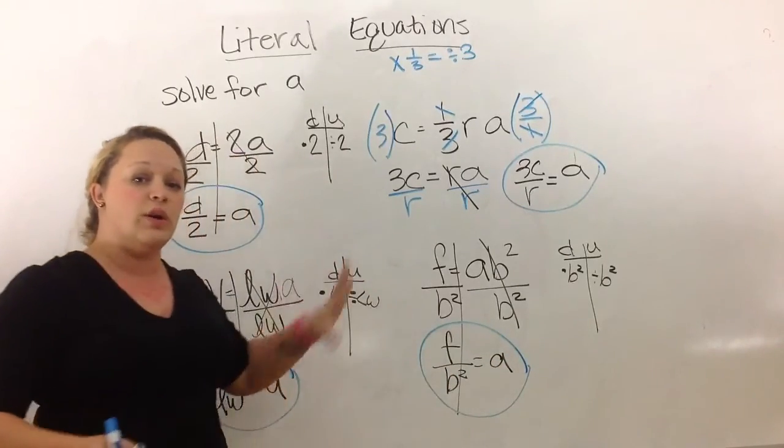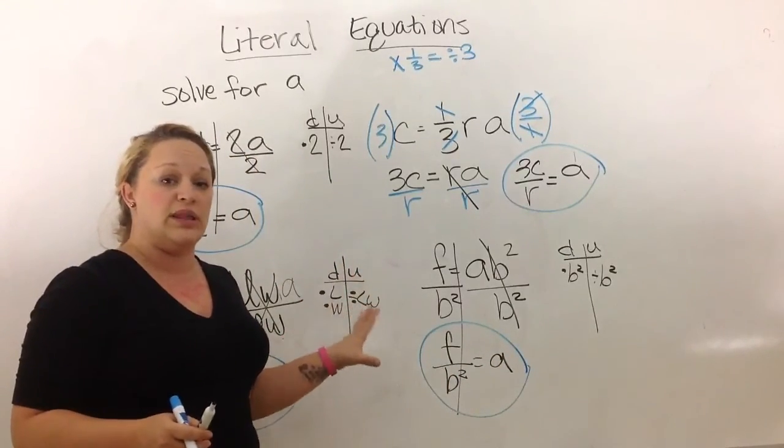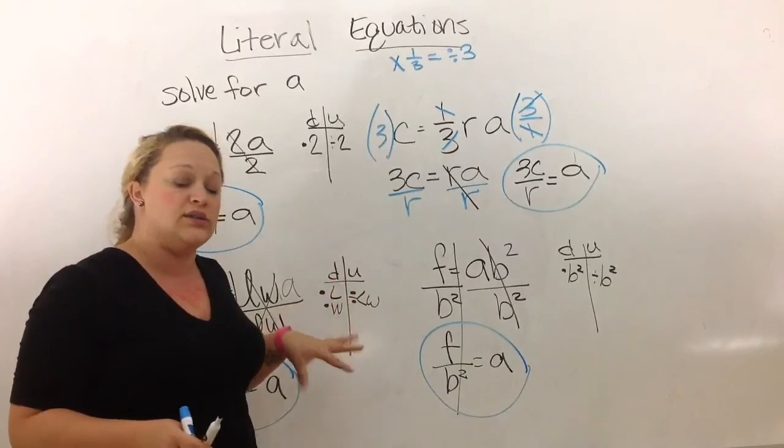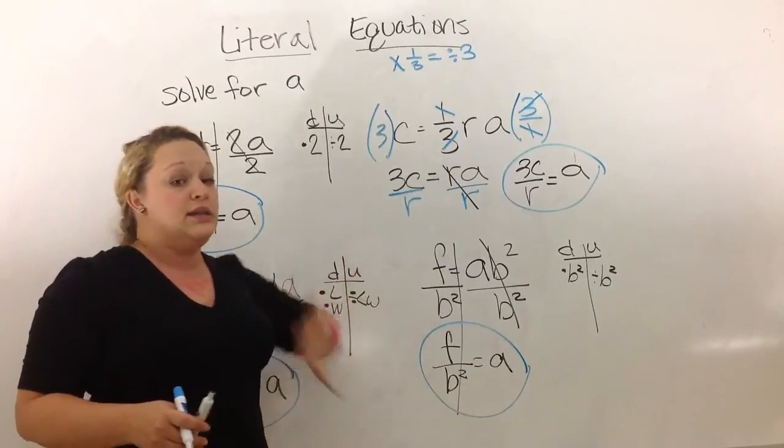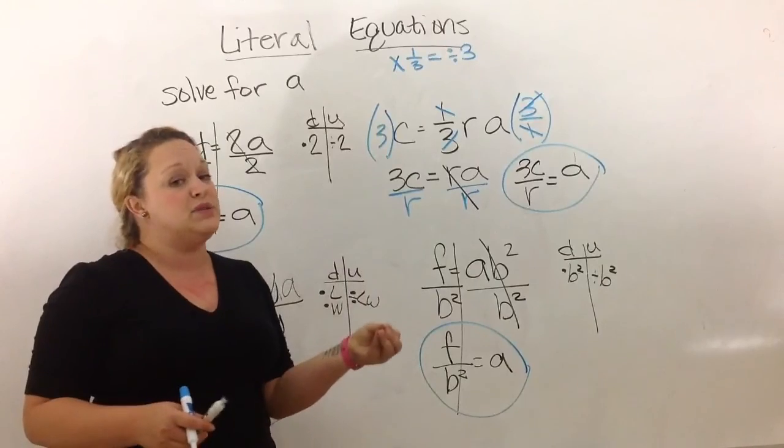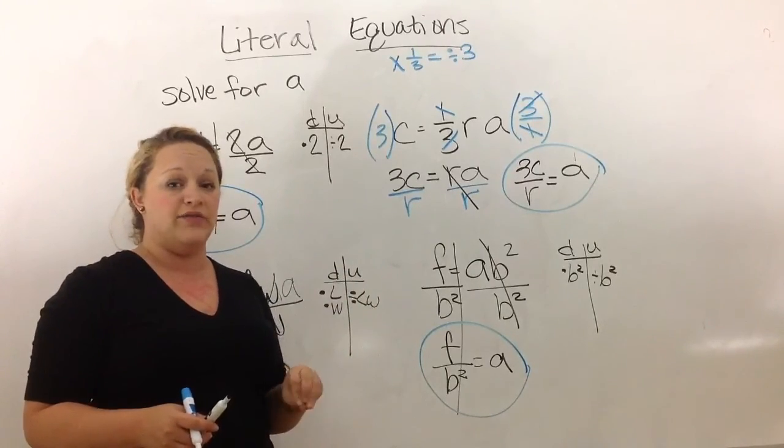So these are literal equations. Don't think if you don't have a number at the end, you're wrong. That's not how it works. You're just dealing with letters. This is more understanding the concepts of how to get a variable by itself after what's being done to it.